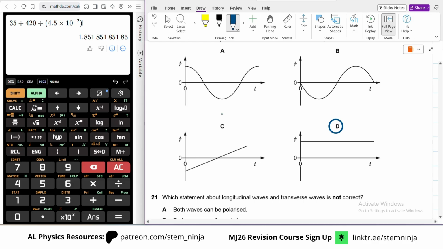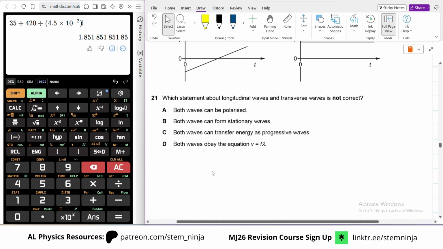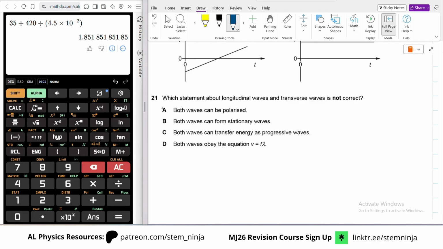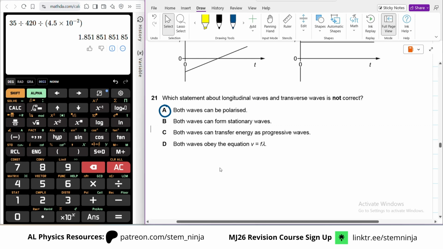Non-zero constant value. Which statement about longitudinal waves and transverse waves is not correct? Both waves can be polarized. Yes, that is the only thing that's not correct, because longitudinal waves cannot be polarized. The rest are correct.